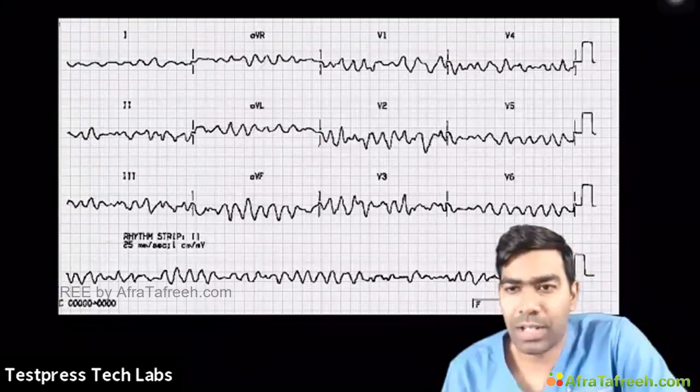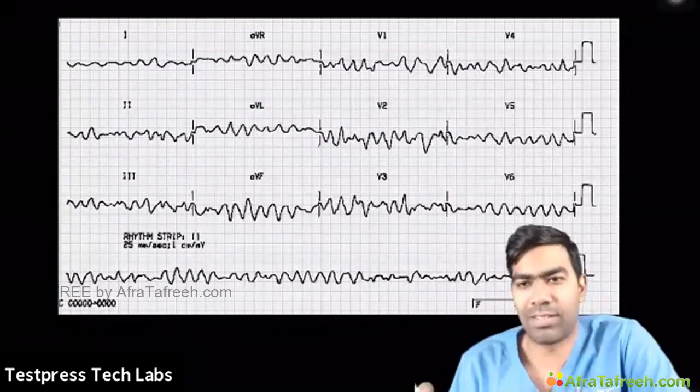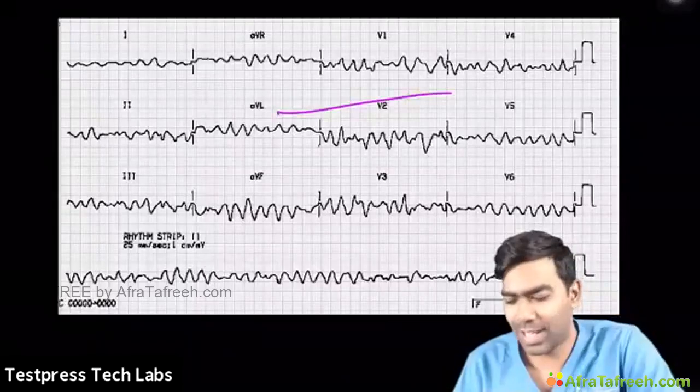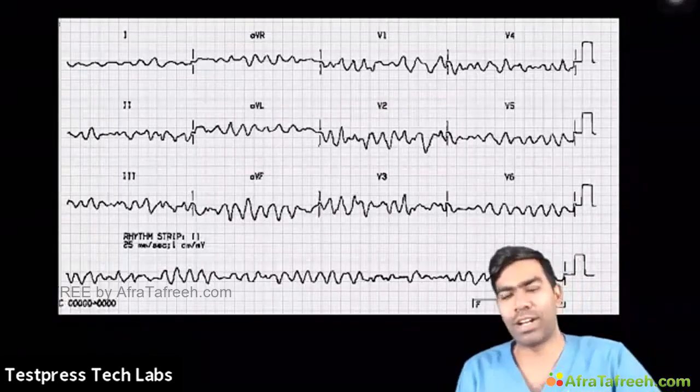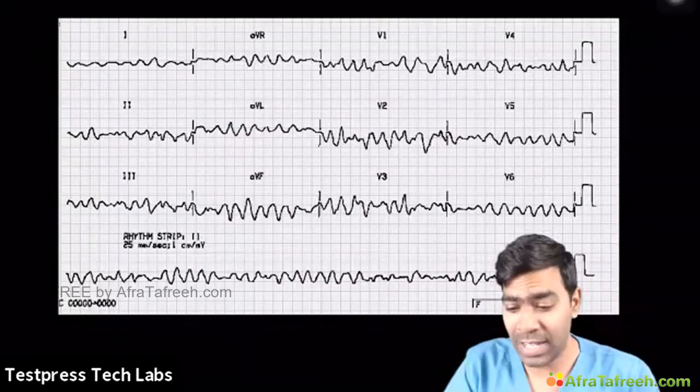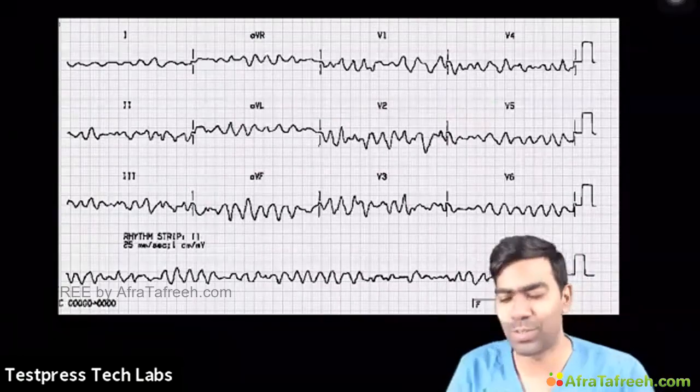She's asking whether the turning upside down clue is for a VFib or a ventricular flutter. So first of all, I'm telling this should not be confused with flutter in the first place.